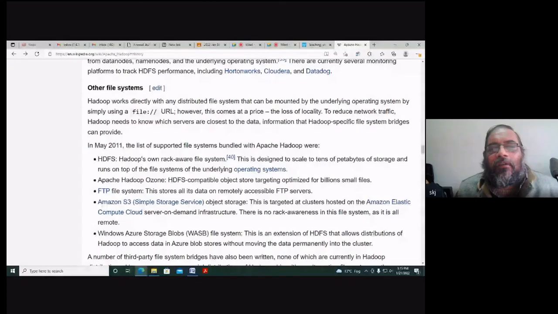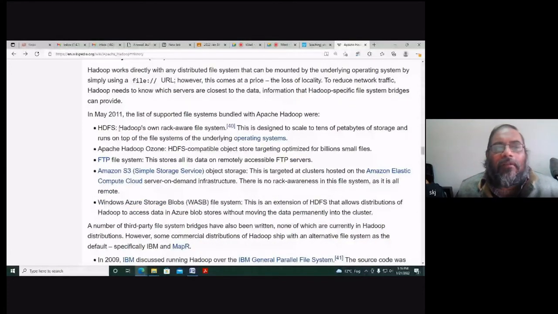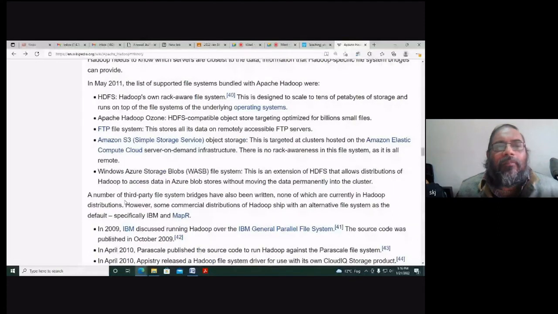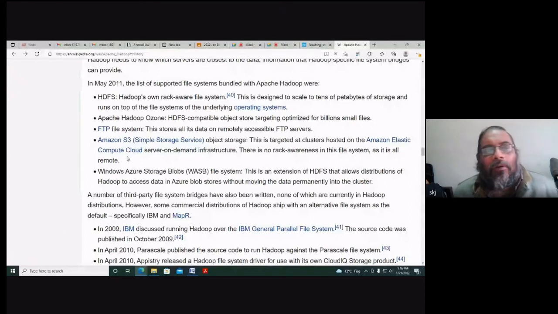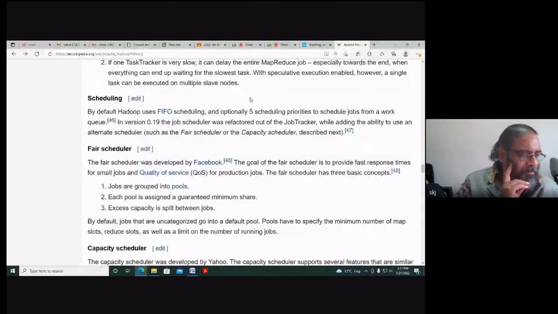In 2011, the list of supported file systems bundled with Apache Hadoop were HDFS, which is the name of the file system, then Apache Hadoop Ozone, HDFS compatible object stores optimized for billions of small files. FTP, you might know this. Amazon S3, object storage targeted at clusters hosted on Amazon Elastic Compute. And Windows Azure Storage.